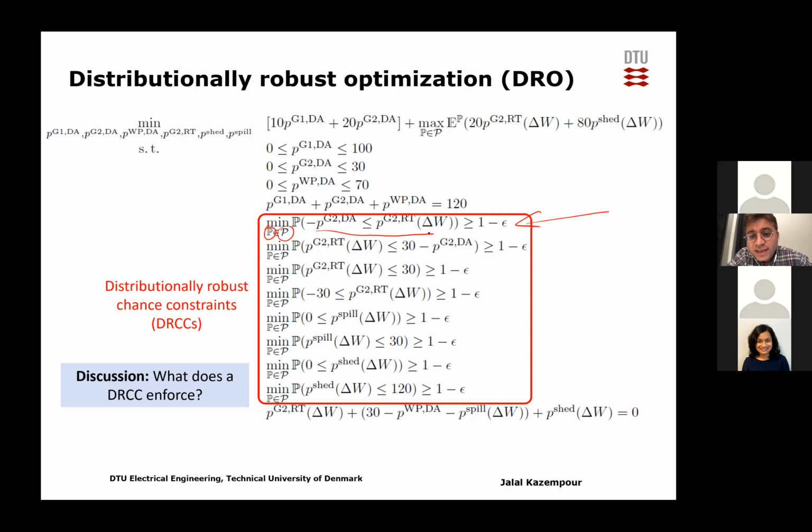Why is it minimum? Why is it not maximum? Goran? If you would max it, then you would find the best case, right? Exactly. And then you risk that you won't satisfy it in other cases. Exactly.